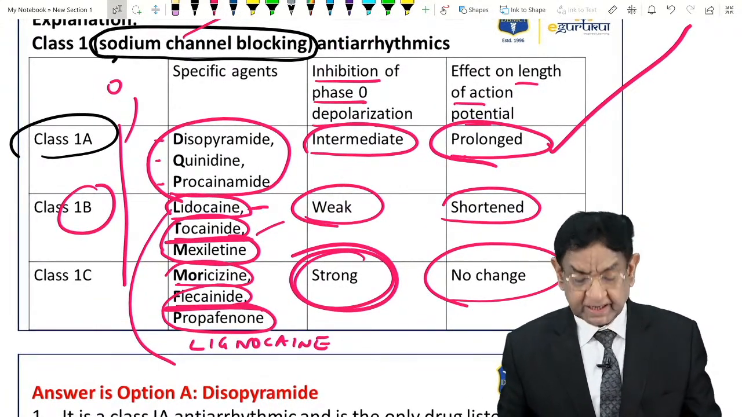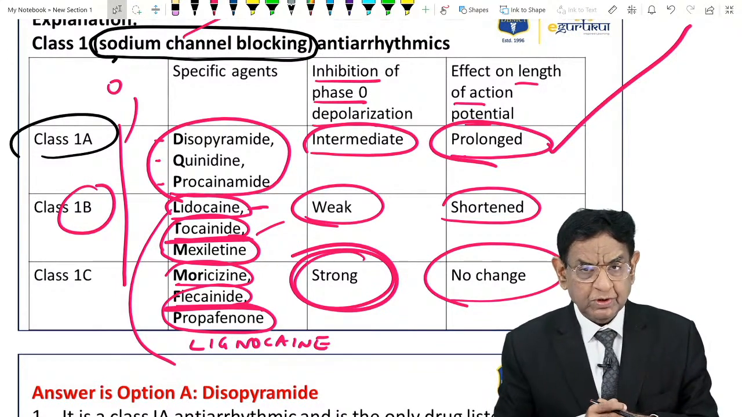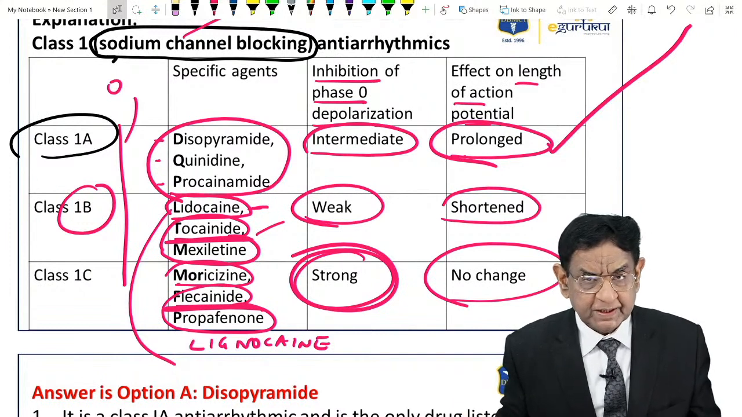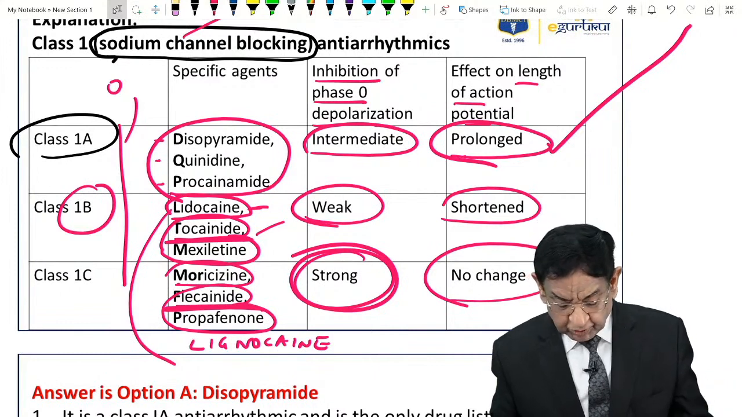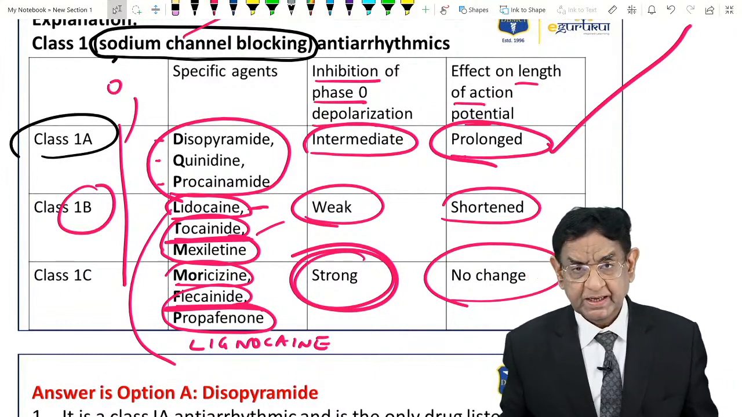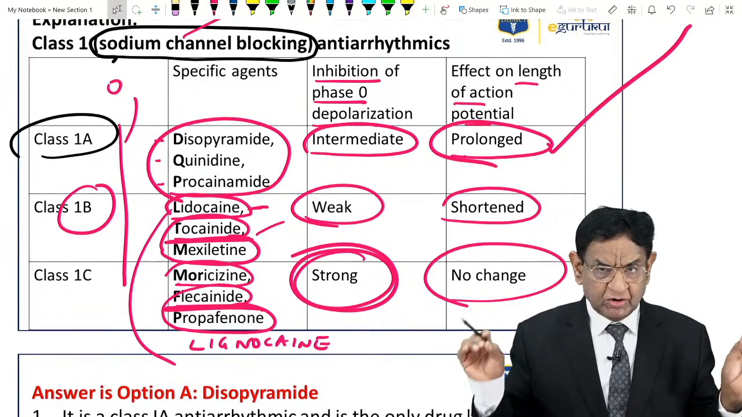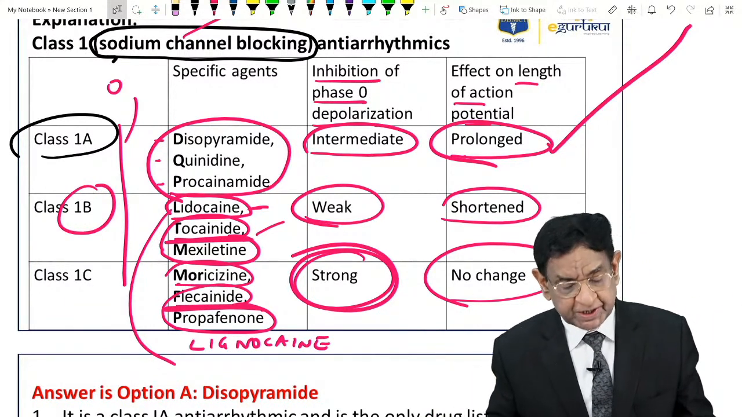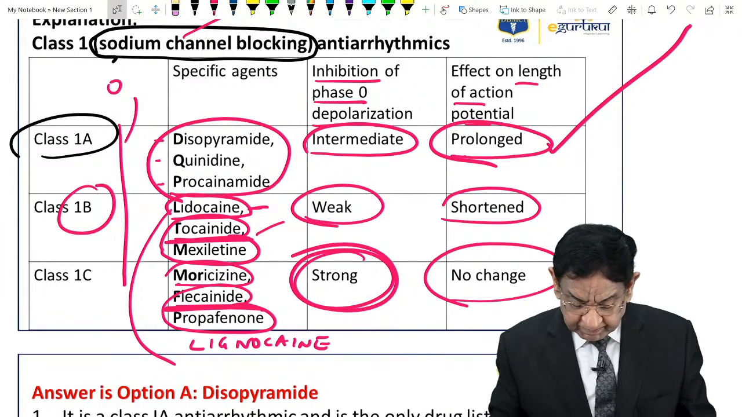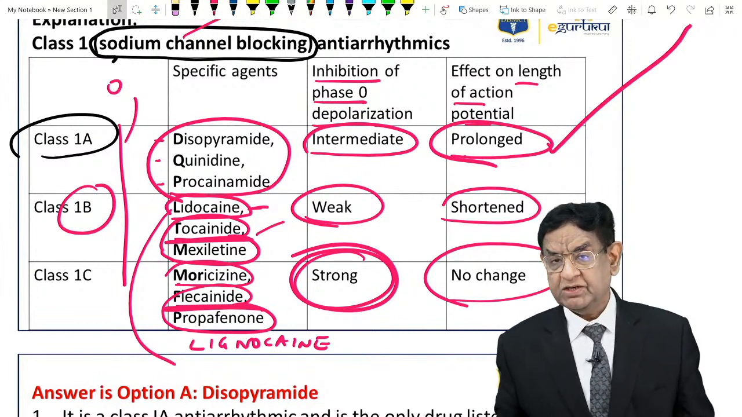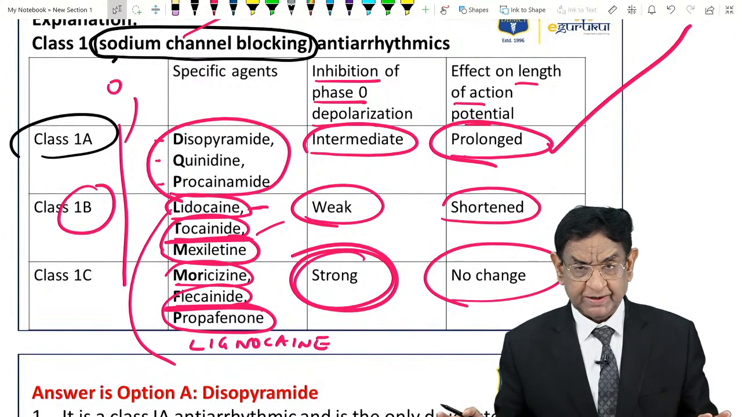Class 1B drugs. What are they going to do? Again, they are sodium blockers. Examples: lidocaine, tocainide and mexiletine. Effect on phase 0, weak. And effect on the action potential, reduce. Class 1C: moricizine, flecainide and propafenone. Action on phase 0, very strong, and action potential, no effect.